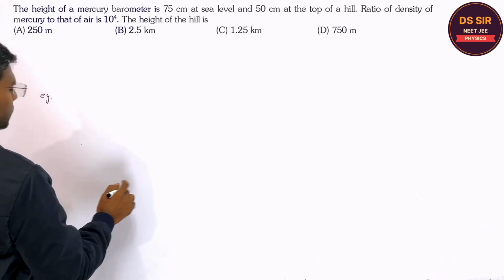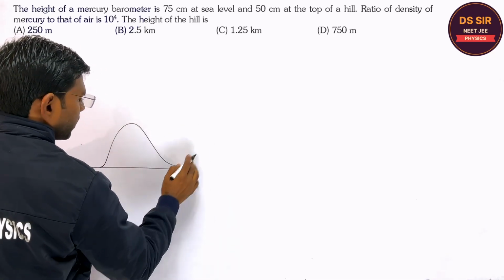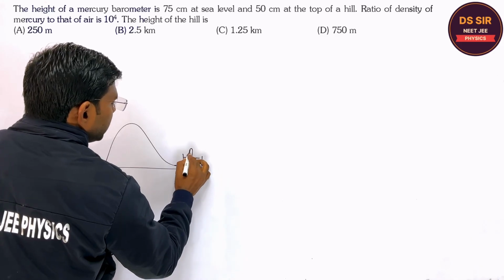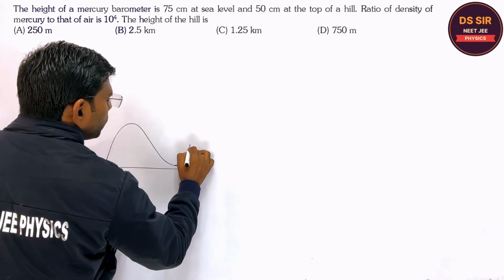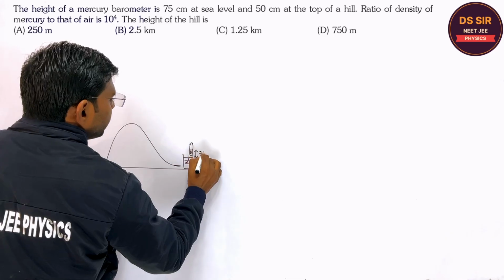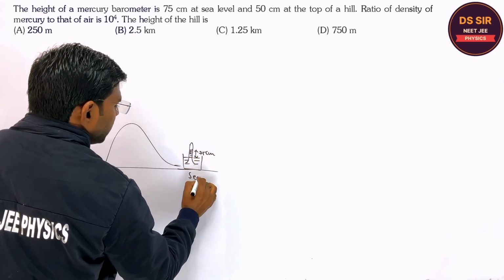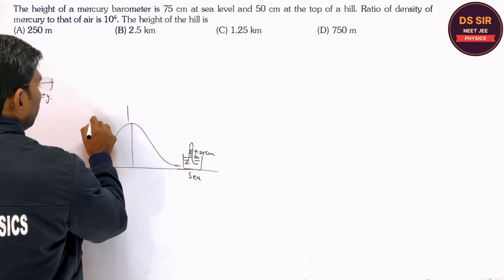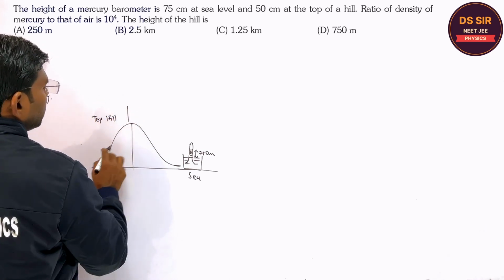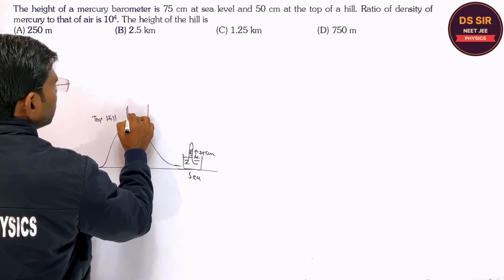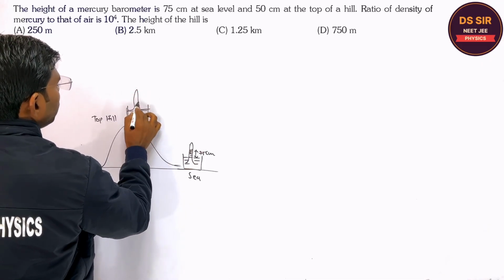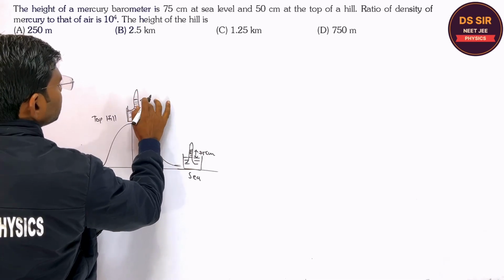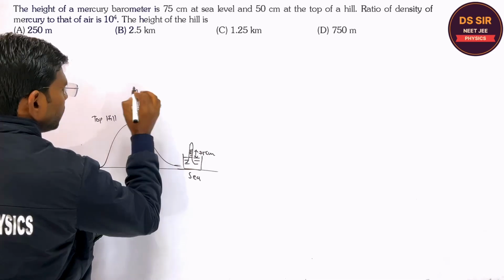So in this question, suppose this is the hill, right? Here the barometer is placed, fine, and in this case the height of the barometer is what? It is 75 centimeter, and this is the sea level, right? And what about this? When the barometer is at the top of the hill, the height of this barometer is a little less, and it is 50 centimeter. Is it clear or not?